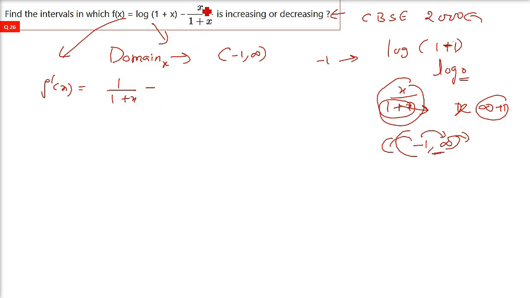Now I am differentiating. Log(1 plus x) differentiation is 1 by (1 plus x). X by (1 plus x) differentiation is what? We'll do it using the quotient rule. (1 plus x) square will be in the denominator. (1 plus x) will be here. The differentiation of x will be 1.